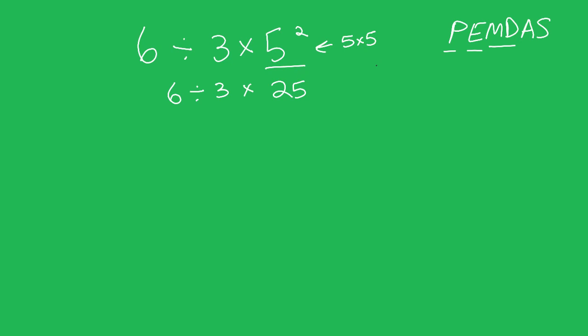Even though the M for multiplication comes before the D for division in PEMDAS, or please excuse my dear Aunt Sally, they have the same priority, so we work them from left to right. So in this example, since 6 divided by 3 is to the left of 3 times 25, we do 6 divided by 3 first, which equals 2. And then we're left with 2 times 25, which equals 50. So that's all we can do for that problem.